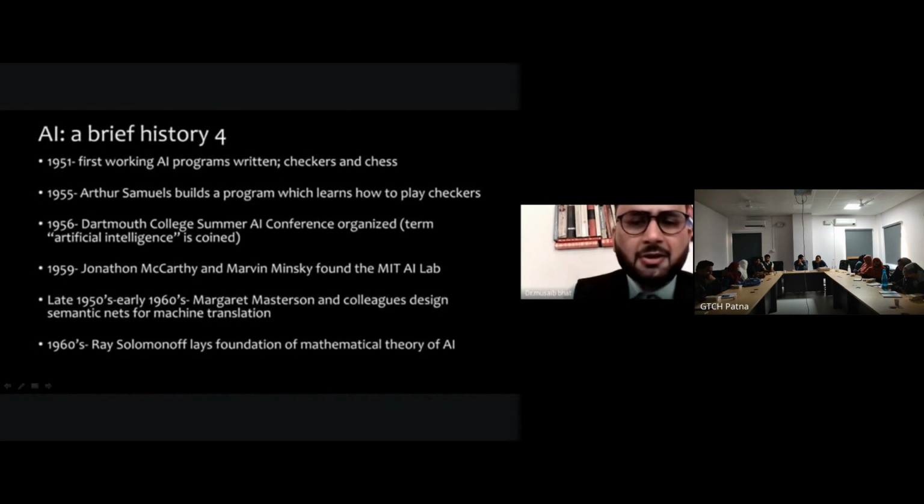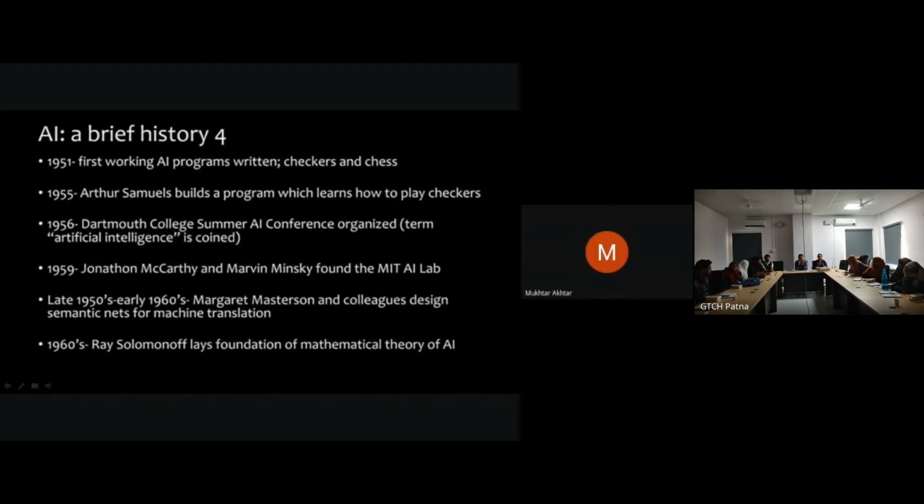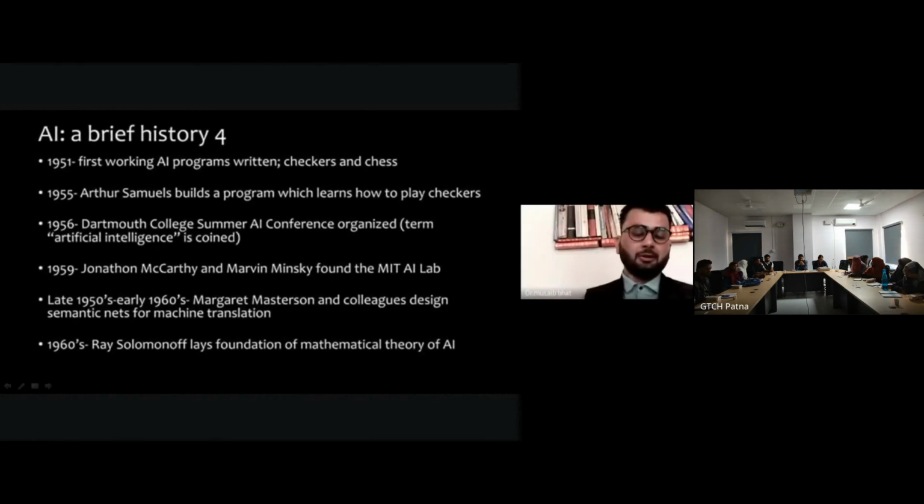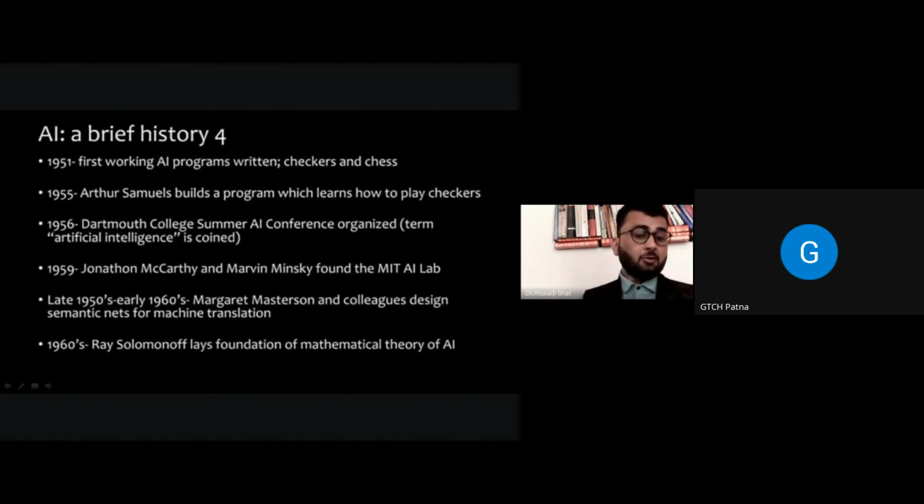In 1956, there was an AI conference organized by Dartmouth College. In this very conference, the term artificial intelligence was coined. In 1959, John McCarthy and Marvin Minsky founded the MIT AI lab. So it is actually John McCarthy who coined the term artificial intelligence.